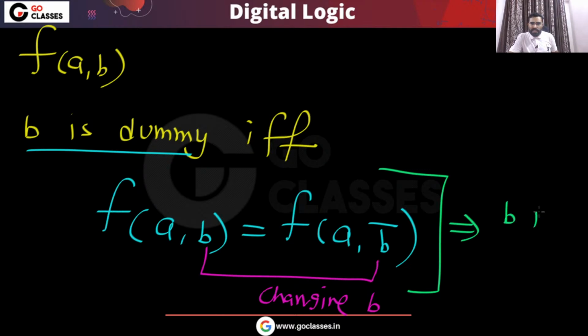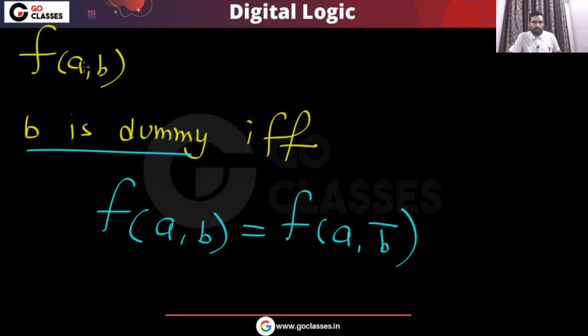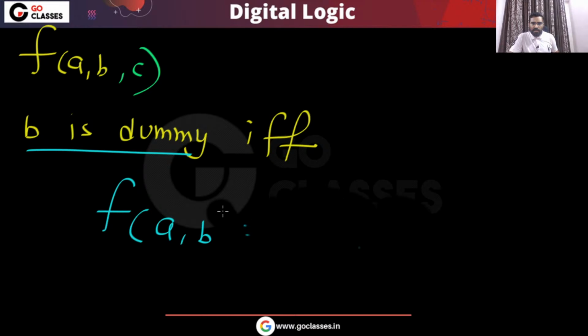In this type of function I can say b is a dummy, because when b is changing, f is not changing. f does not care about b. Now let's see this one, f(a, b, c). In this, how will you say that b is dummy? There are three variables.